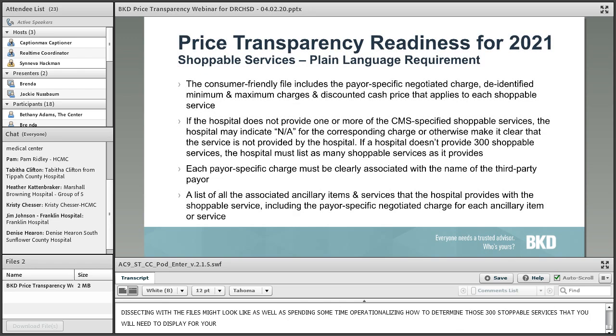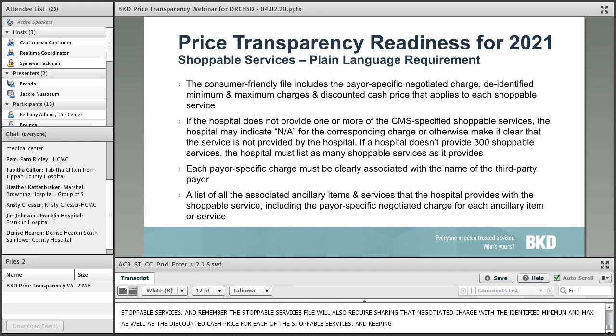So noted again on this slide are those 5 types of charges that Jackie had mentioned earlier. And we'll spend more time dissecting what the files might look like, as well as spending some time operationalizing how to determine those 300 shoppable services that you'll need to display for your patients.